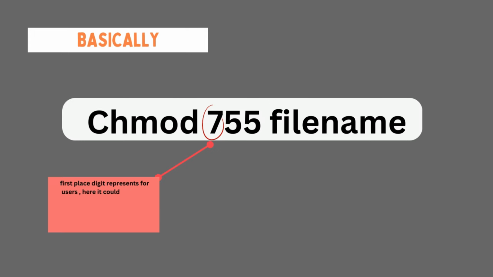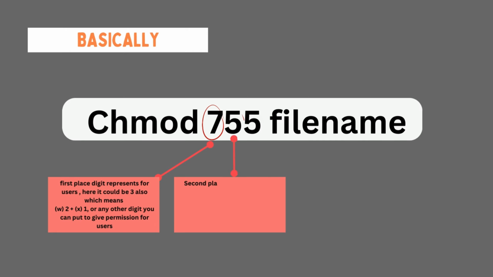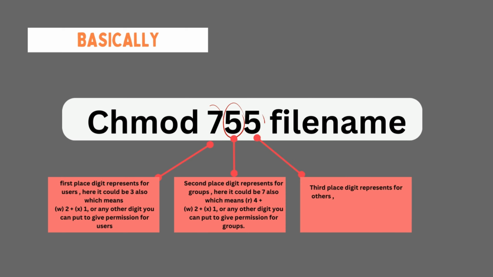The first digit represents permissions for the user. For example, it could be 3, which means having write and execute permissions, or any other digit to set permissions for the user. The second digit represents permissions for the group. For example, it could be 7, which means the group has all three permissions: read, write, and execute. You can use any other digit to set permissions for the group. The third digit represents permissions for others. For example, it could be 1, which means others can only execute the file.